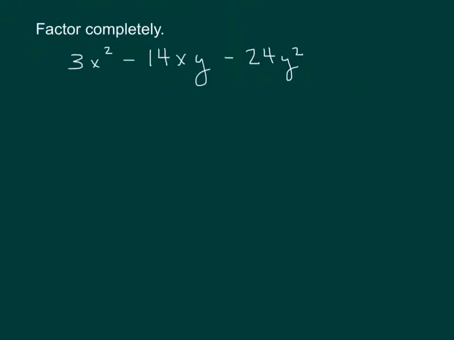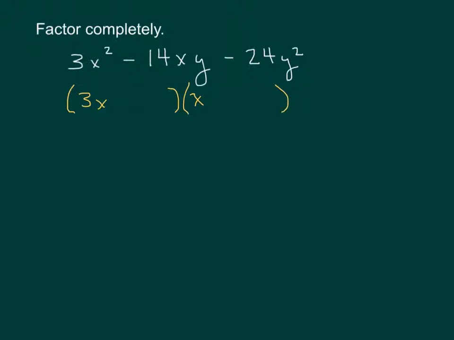Okay, so we want to factor completely the trinomial 3x squared minus 14xy minus 24y squared. So let's start with the 3x squared. If this trinomial is going to factor, and we won't know that until we try, then there is only one way to break down 3x squared. 3x squared is 3x times x.